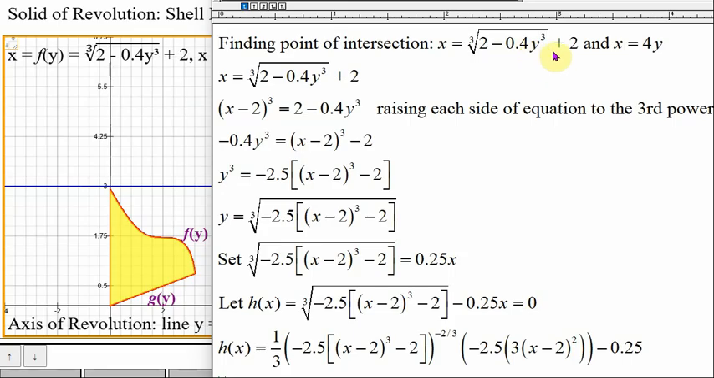For this equation, y is equal to this, and then for x equal to 4y, y is equal to 0.25x. And then set the two equations equal to each other, and then solving for x will give us the x coordinate of this point of intersection. So let's call h of x this function right here. And then to find this point of intersection, what we can do is use what's called Newton's method.